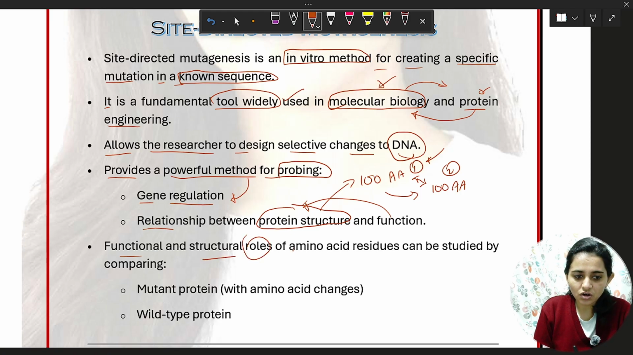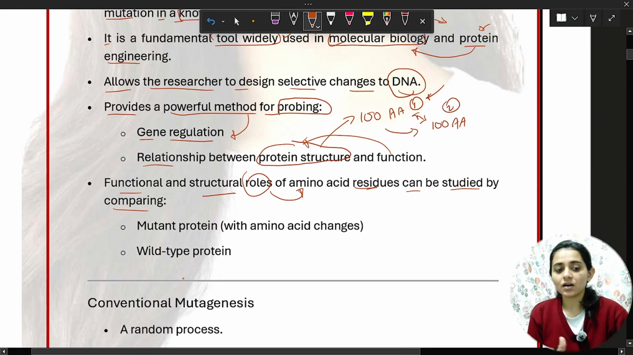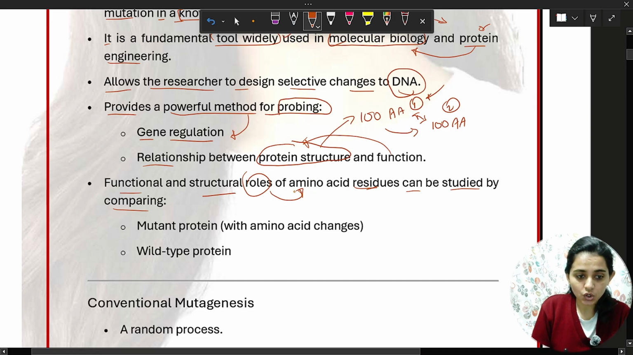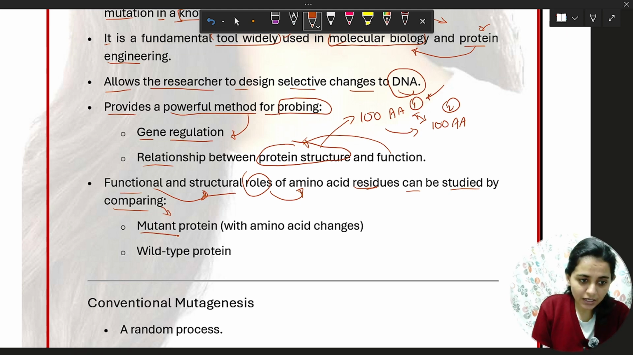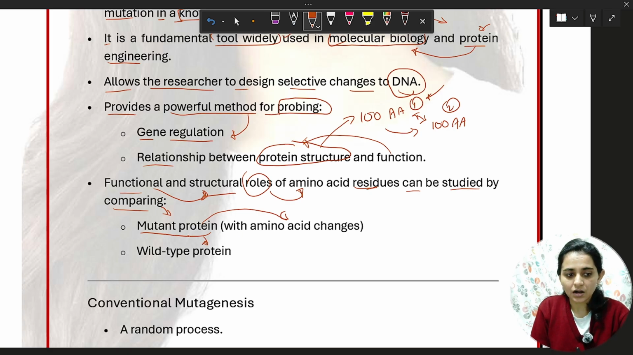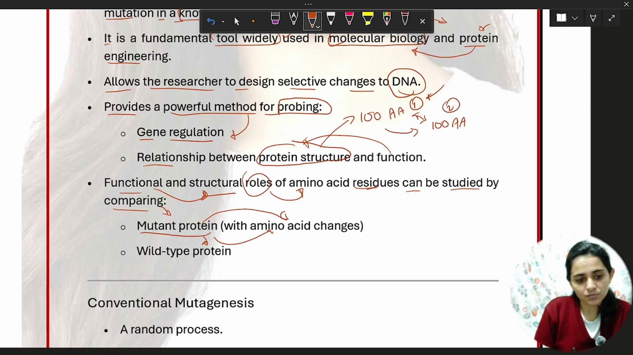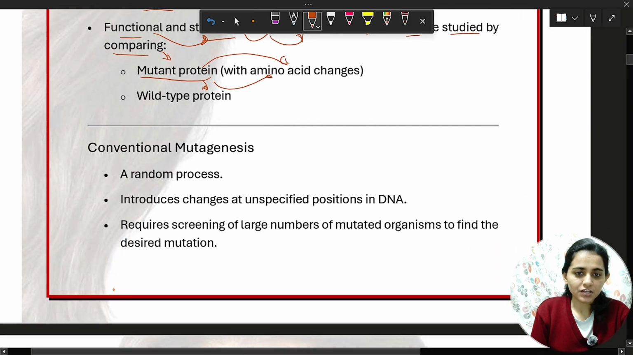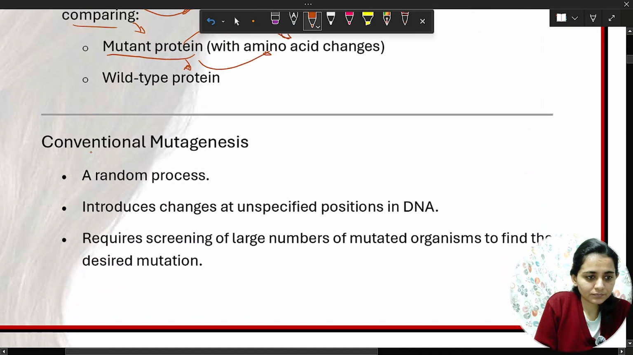The function and structural role of an amino acid residue can be studied by comparing. So we can compare and know the functional and structural role of any amino acid by comparing the mutant protein with the wild type protein. And how do we get the mutant protein? We make changes in the protein sequence. Intentionally we do that type of thing.